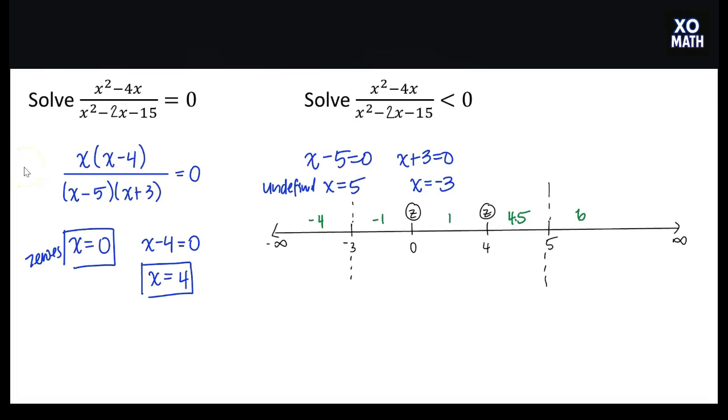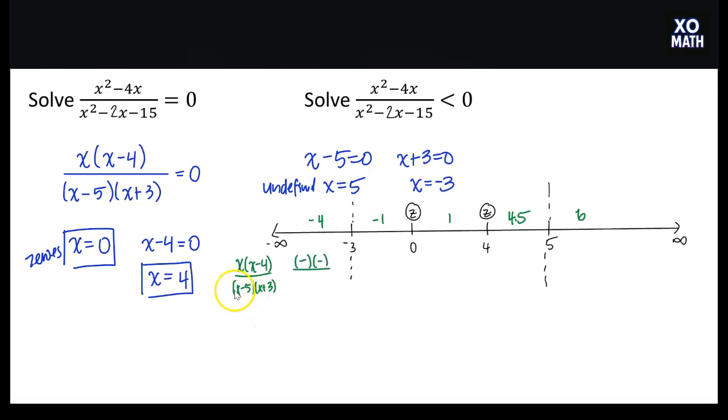So I'm going to substitute these test values into x times (x minus 4) over (x minus 5) times (x plus 3), all of those factors. And I'm going to do a sign analysis. So I'm going to think about taking negative 4, plugging it into x. Well, that's a negative. And then negative 4 minus 4 into the second factor, that's going to be another negative.